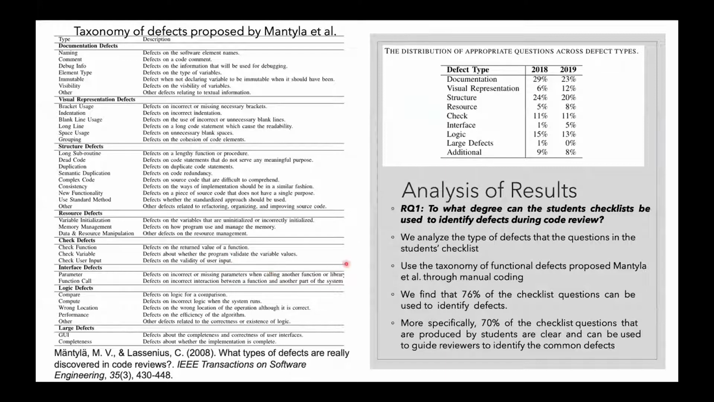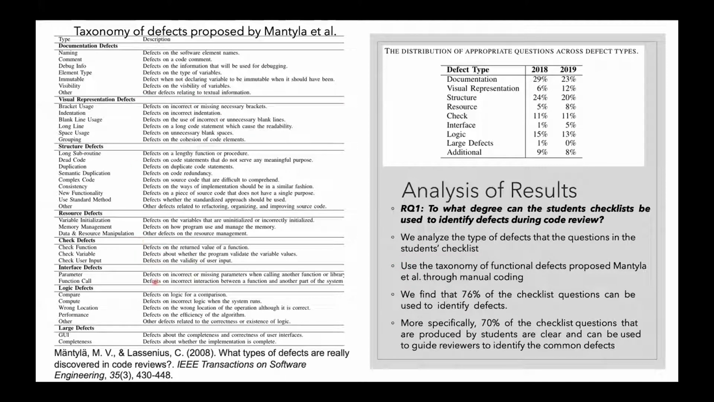In order to answer research question 1, which is to what degree the students' checklist can be used to identify defects during code review, we analyzed the types of defects addressed by the questions prepared by the students by trying to categorize them into a taxonomy.